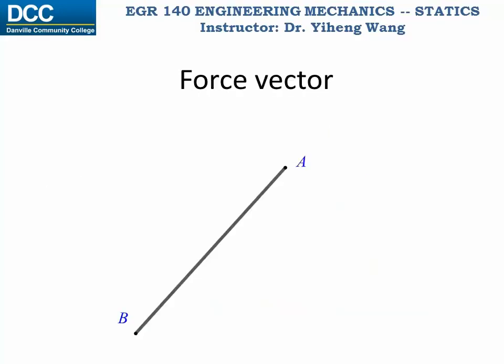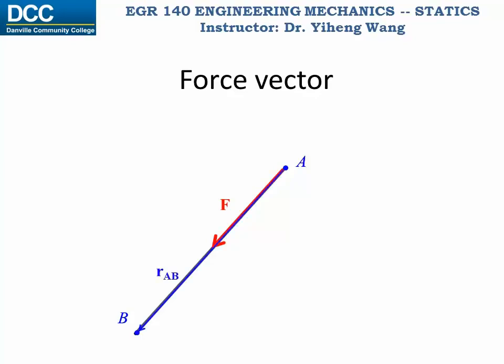We can also express force vectors as Cartesian vectors. For example, for the tension force F in the cable directed from point A to point B, we know that we can express it as its magnitude multiplied by a unit vector that describes its direction. How do we find this unit vector?